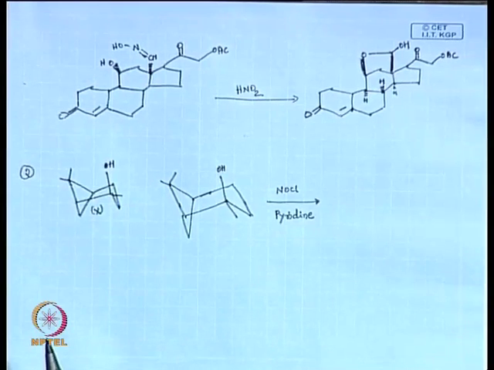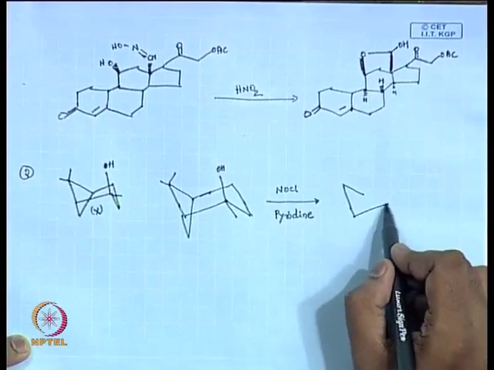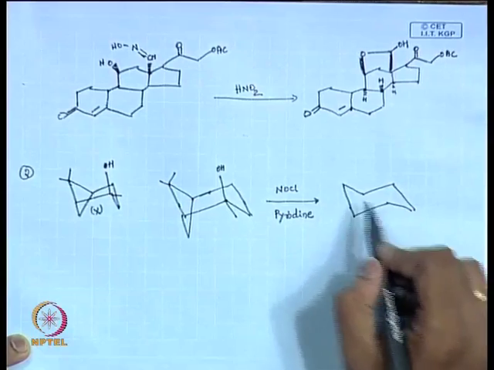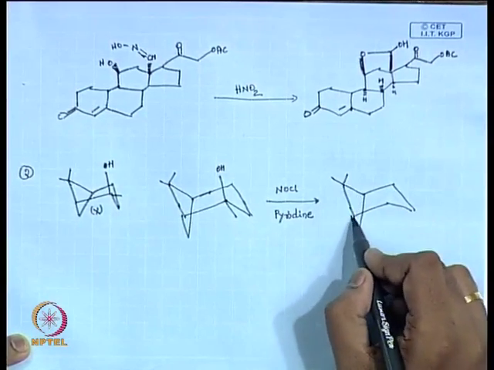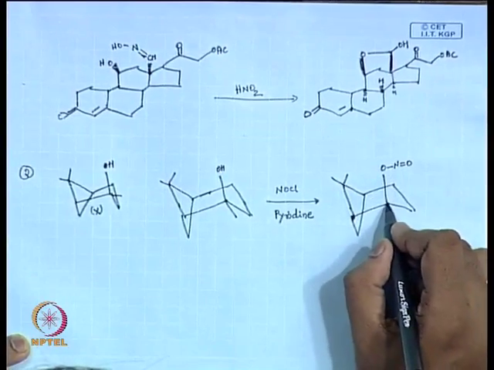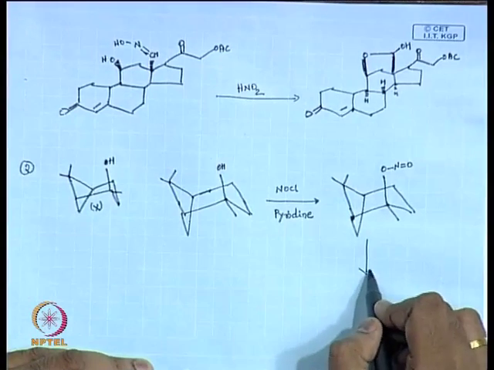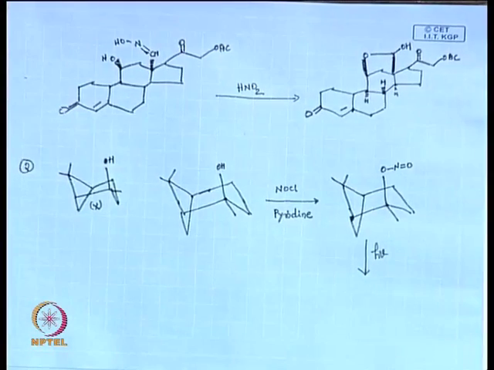So I have NOCl in pyridine. Okay, so I will just write the so-called Barton reaction. So what happens if I do Barton, if I photolyze this? What product do you expect after tautomerization and all these things?